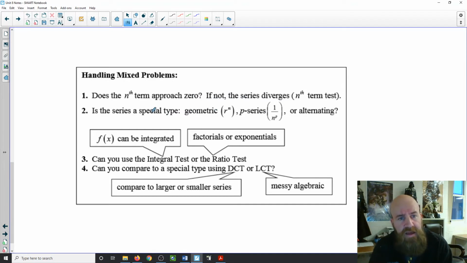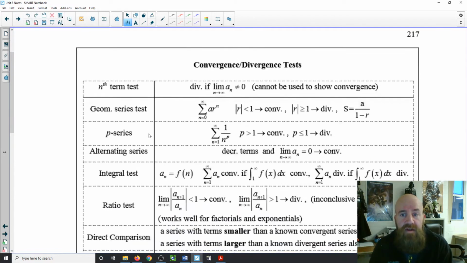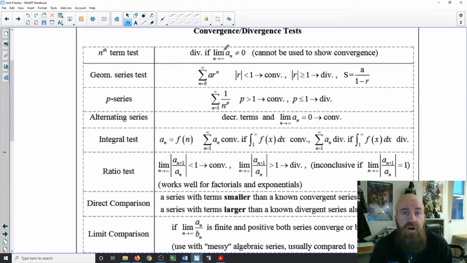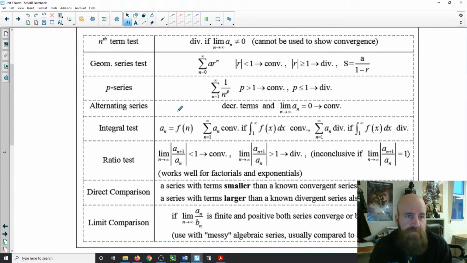So this is in your packet. If you go ahead and look at those, you can write those down, or if you haven't already, print these out. And the same thing with this next part. This is a list of all the tests that we've learned. You'd probably want to have this handy, either writing it down or printing it off.